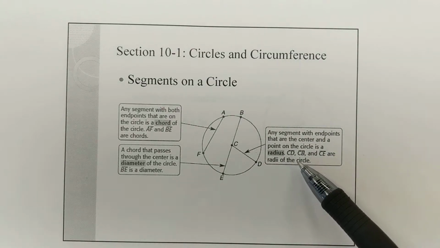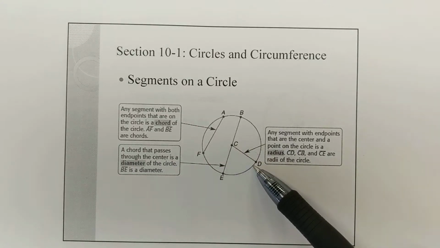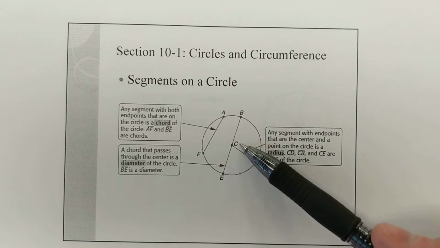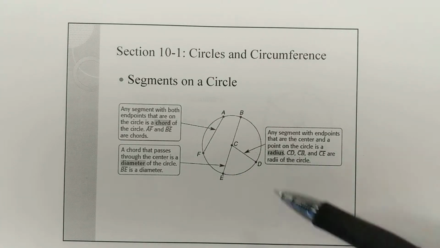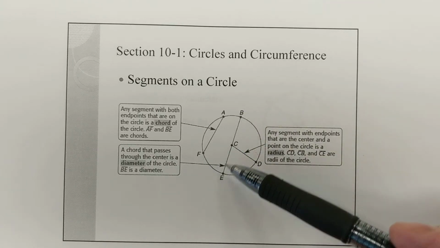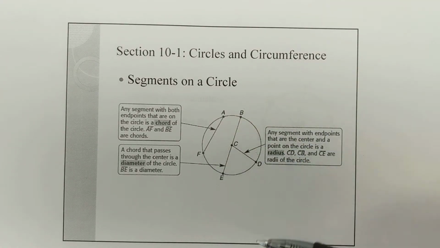And over here, any segment with endpoints that are in the center and the edge is referred to as a radius. So CD is a radius, CB is a radius, CE is also a radius. So radii run from center to the edge, diameters run edge to edge through the center, and a chord just has to run edge to edge. So remember, diameters are also chords.